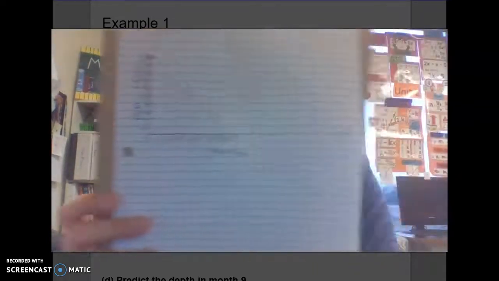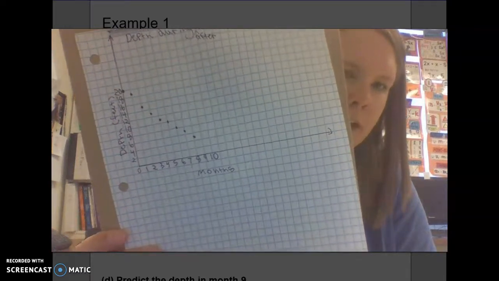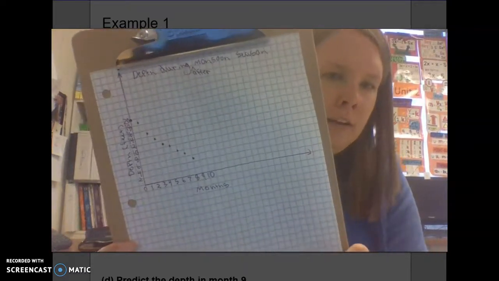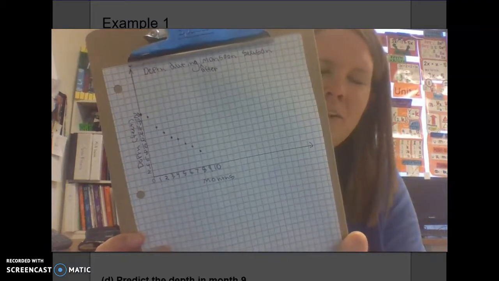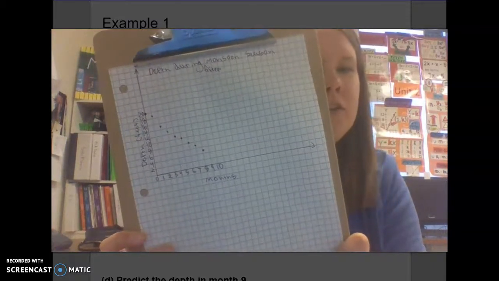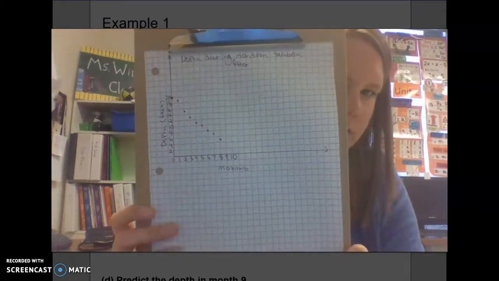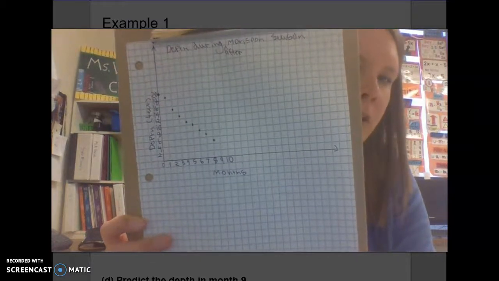So here is what my graph looks like now, given the amount of data. Looking at this graph, I can tell that it has a negative slope. It is very linear, and I would say this is a strong correlation because all the data points are very close together. Okay.